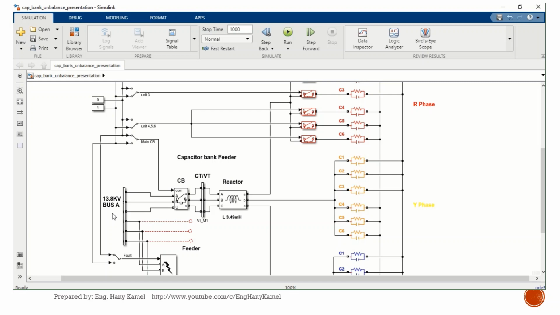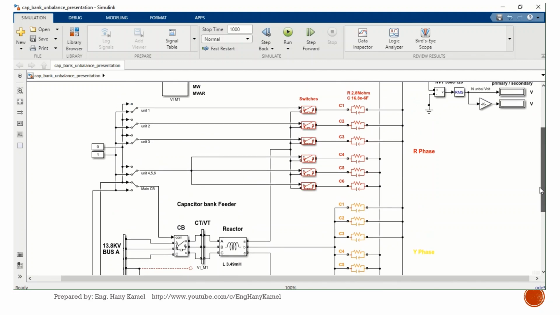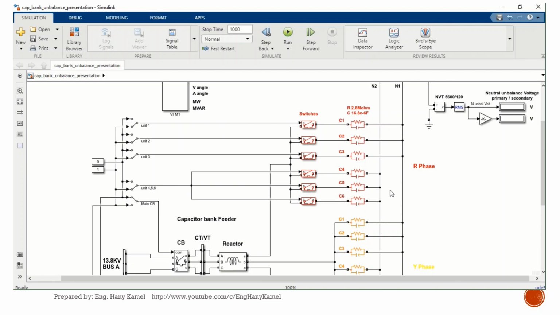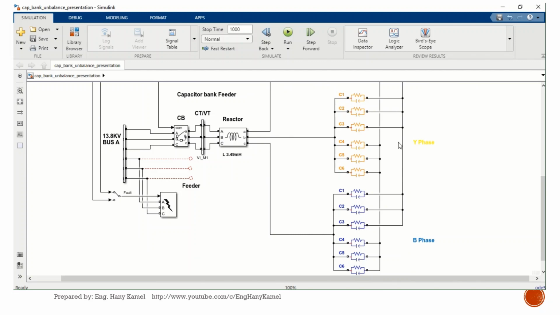We have the 13.8 kV bus A and the capacitor bank feeder, circuit breaker, current and voltage transformer, and for the capacitor bank components we have a current limiting reactor, 3.49 mH, then connected to capacitor units C1 and C2, C3 is connected to neutral 1, and C4, C5, C6 are connected to neutral 2. The same is connected to the yellow phase and blue phase.